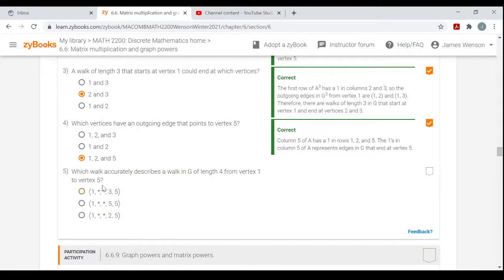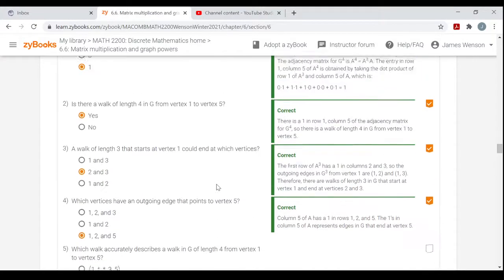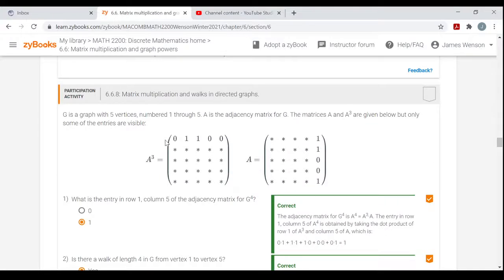And finally, which walk accurately describes a walk in G of length 4 from vertex 1 to vertex 5? So you see I can do a walk of length 3 from 1 to 2, and then I can go from 2 to 5. All right? I can go from 1 to 2 with a length 3, and then go from 2 to 5. That's valid. That'd be a walk of length 4.